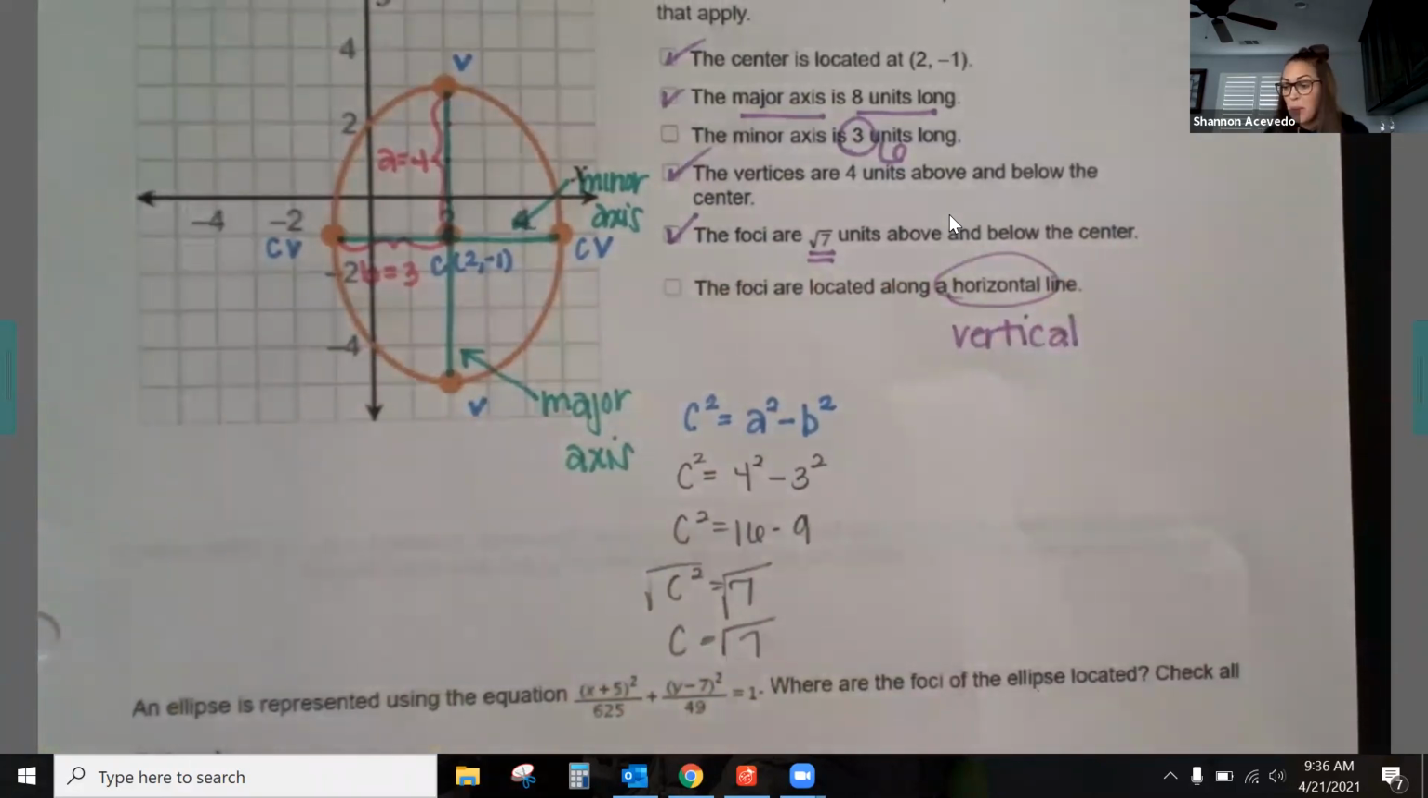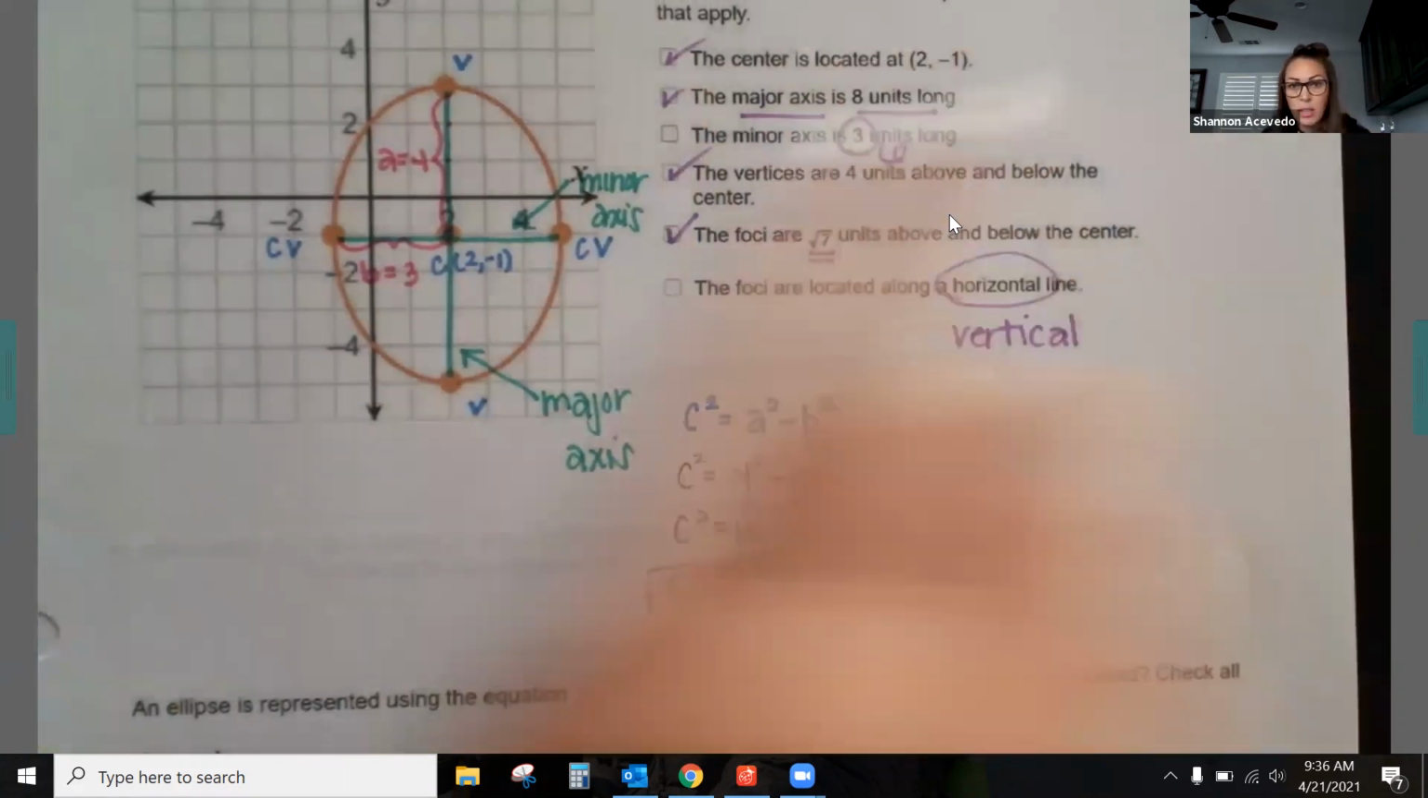So again, when I see these type of problems, I like to label stuff on my graph right away. What do I know? What do I have? And go from there. Personal preference. You could go just down the list and mark it.